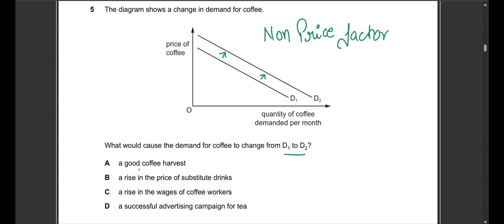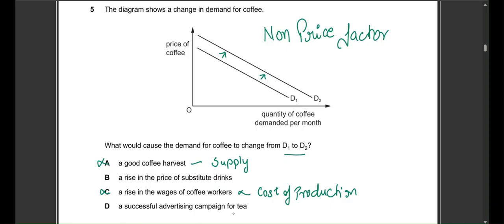Now let's see the options. A good coffee harvest, okay, this will affect my supply, so not necessarily my demand. Next option is a rise in the price of substitute drinks. Third option, a rise in the wages of coffee workers. This will not shift the demand, because if the wages of the coffee workers increase, this will affect your supply and your cost of production will increase. So technically this will decrease your supply. So this is eliminated. This is also eliminated.